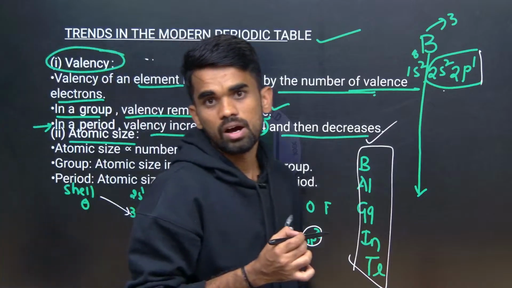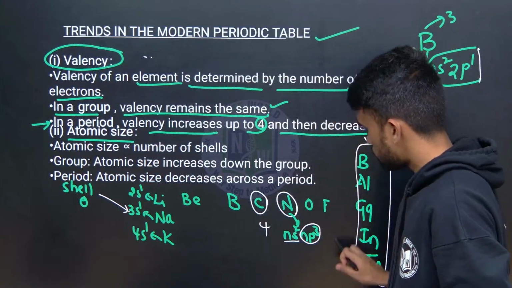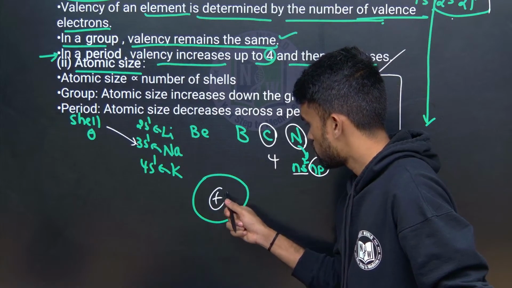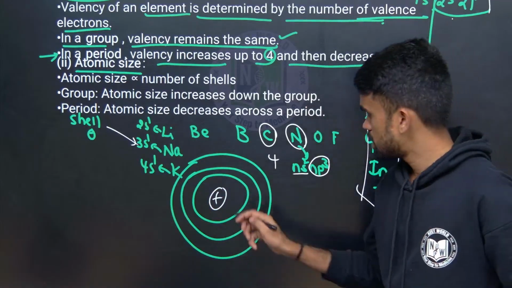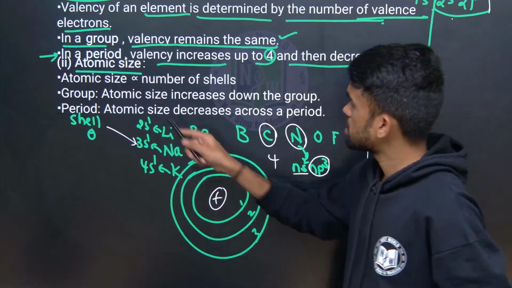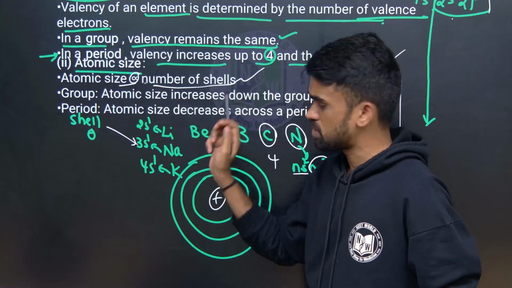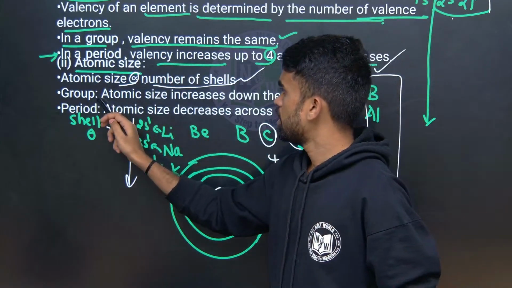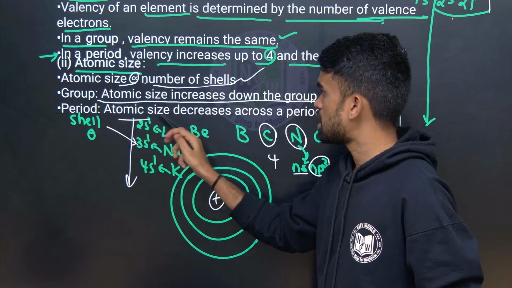If this is the atom, this is the nucleus of the atom, and these are the shells. As the number of shells increases, size also increases: first shell, second shell, third shell. So atomic size is directly proportional to the number of shells. So down the group, what happens to the atomic size? It increases. In a group, atomic size increases down the group. Yes or no? In a period, atomic size decreases across the period.